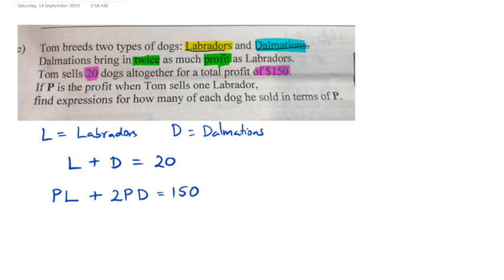Just to give you an idea, L is your number of Labradors, and P is the profit for each Labrador, so that's P times L. Because it says twice, that's twice the profit for Dalmatians. And of course, the total profit he makes is $150. Now, we need to find expressions for each dog, which means our final answer needs to look like L equals something and D equals something, in terms of P.